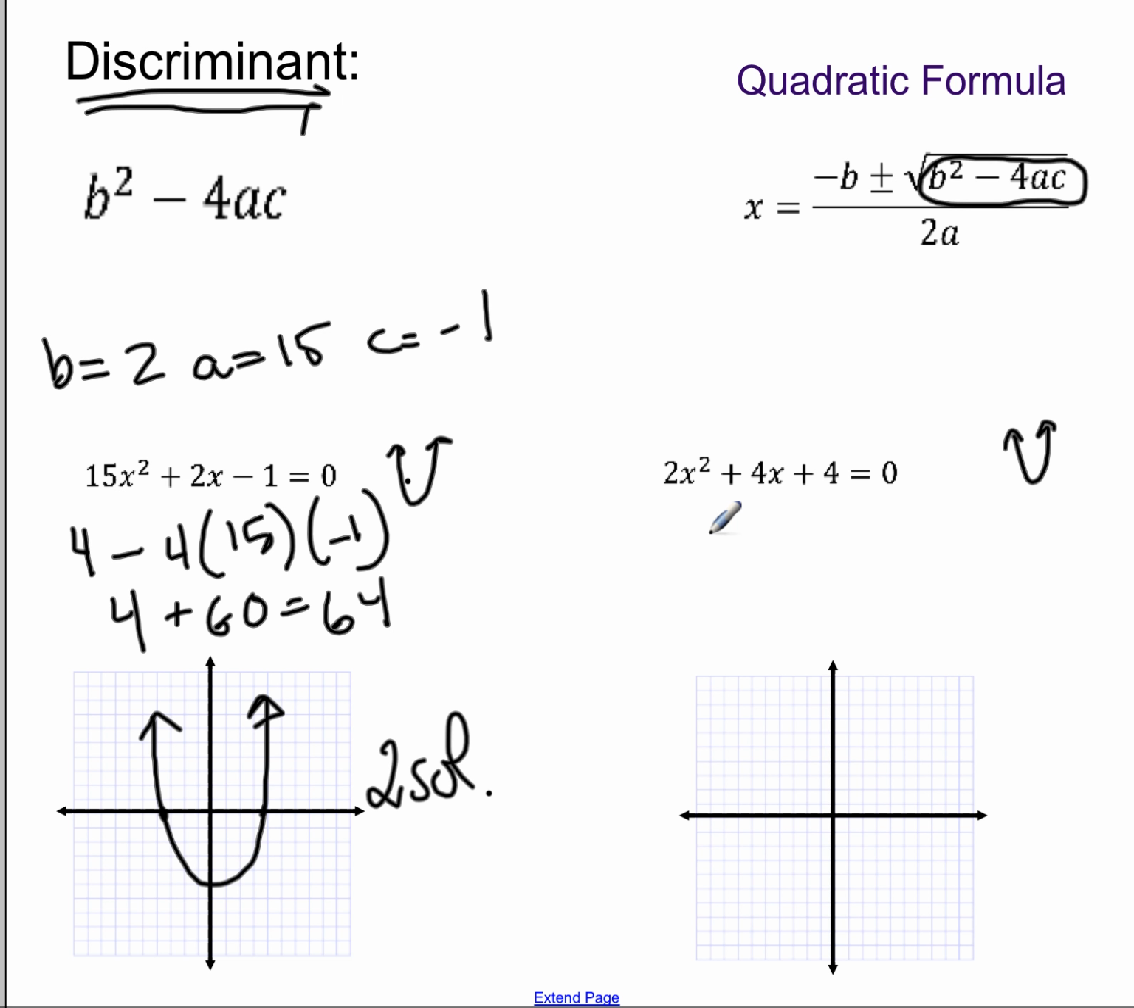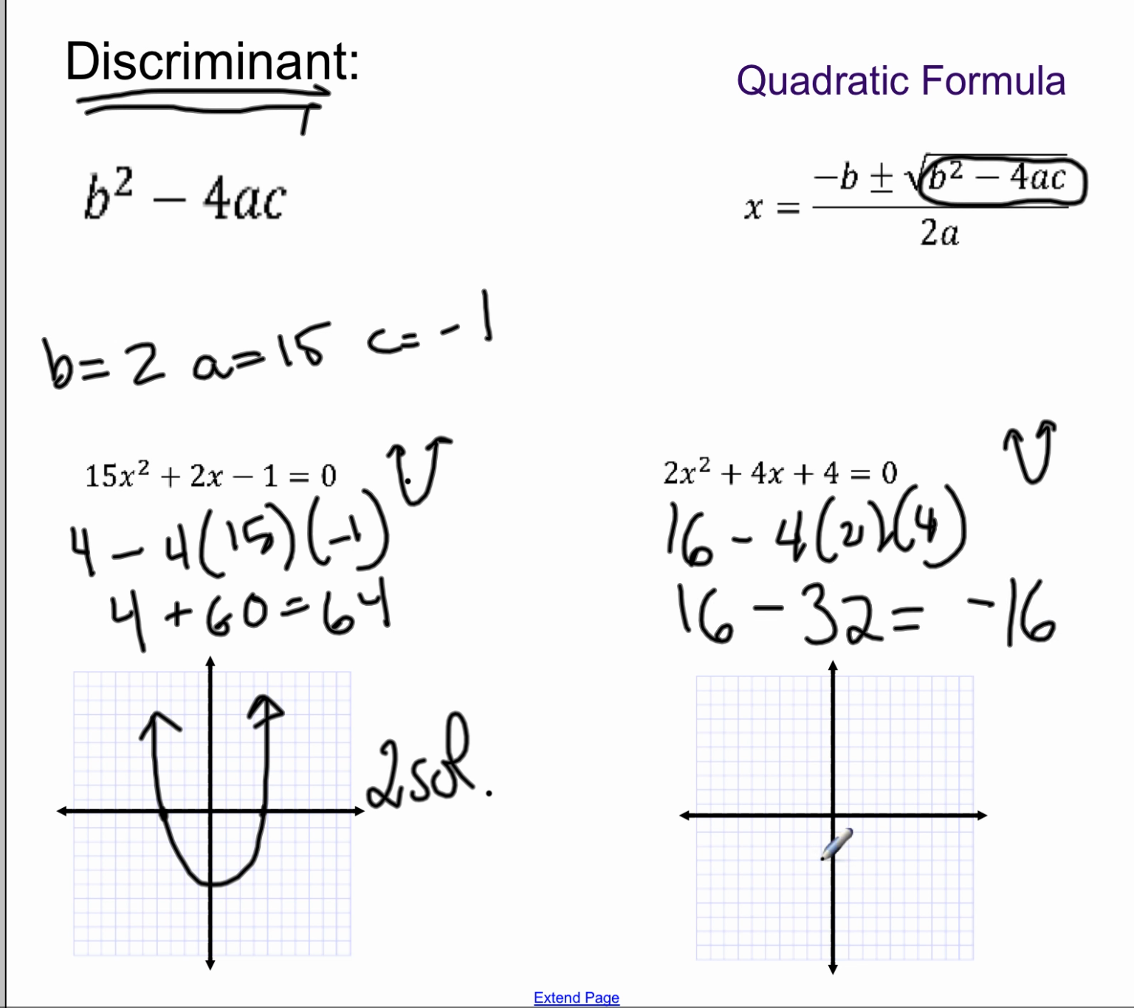This one, negative b, no, not negative b, I got mixed up, sorry about that. B squared is going to be 16 minus 4ac, so that's 16 minus 4 times 2 times 4, so that's 16 minus 32. I'm going to get a negative number, which means that there are no solutions. So if it opens upward and it has no solutions, it's got to look something like this.